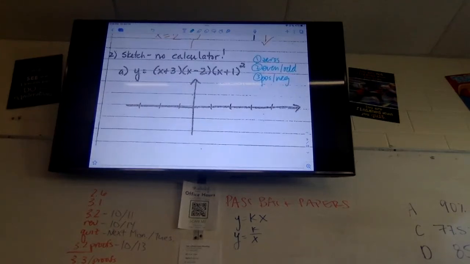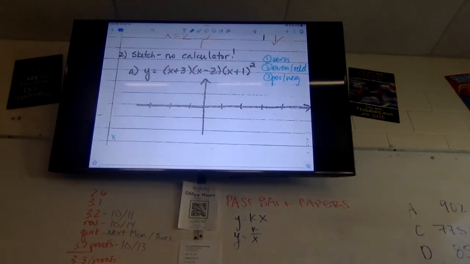Okay, so let's look at this first one. Let's do zeros first, since that's the first thing I have listed. What counts as a zero? Good. Go ahead, Ava. -3, 2, and -1. Anything funny happening at any of these zeros? -1's a bounce. Good. Because I've got a square. All right, that's one thing I care about, my zeros.